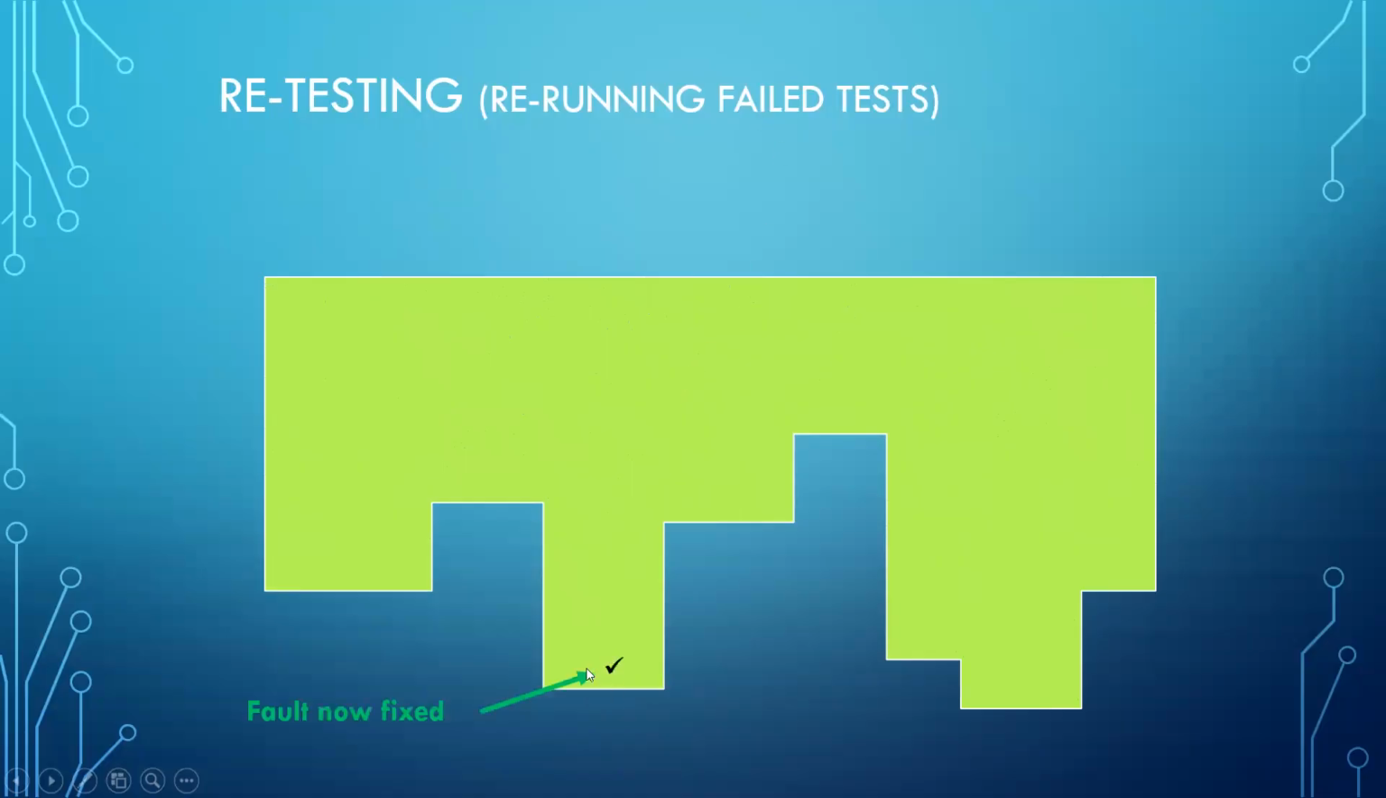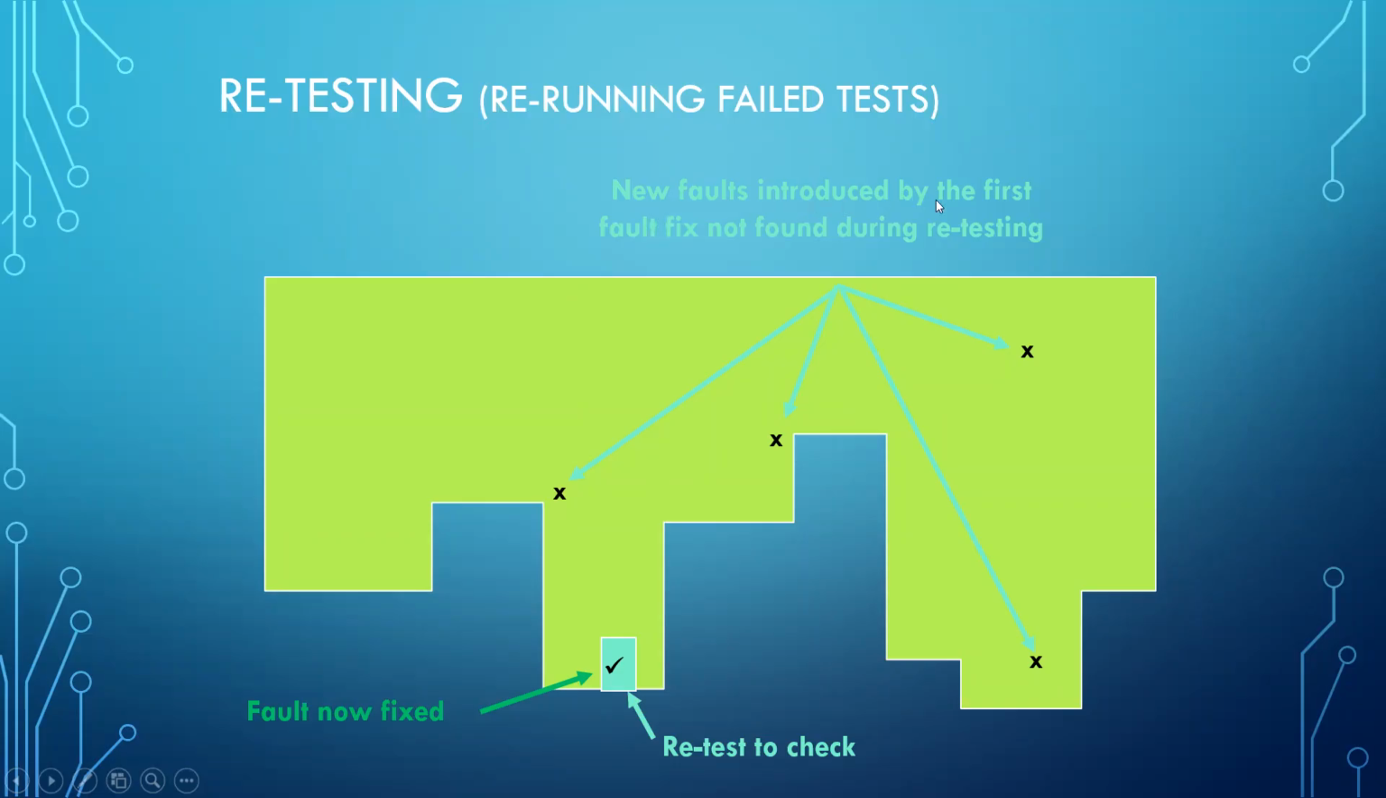Okay, so let us take a fault fix now. It is working fine. But you see that because of that fix, other issues are introduced. You can see new faults introduced by the first fault fix are not caught during the retesting. That's nothing but, we have tested this and it is working fine, but we may not know that this fix is going to introduce new issues in the application.